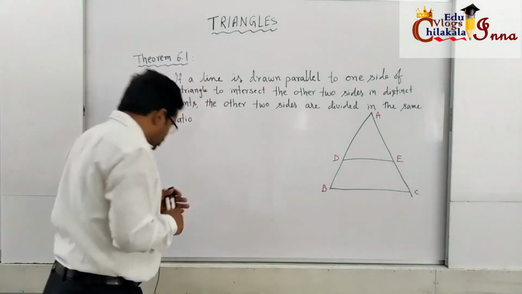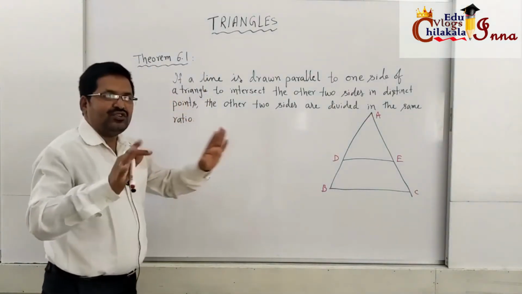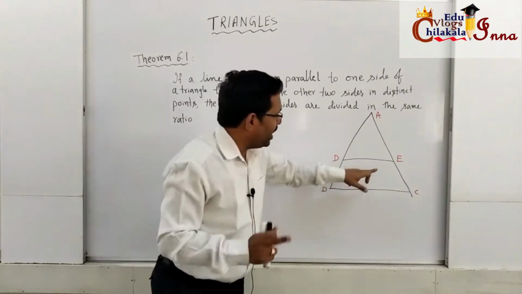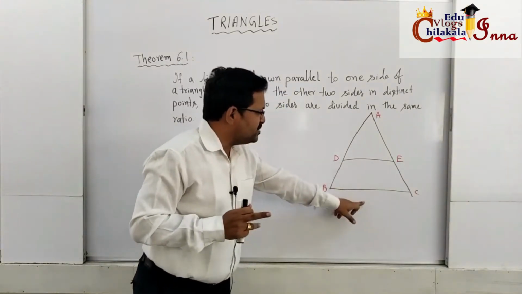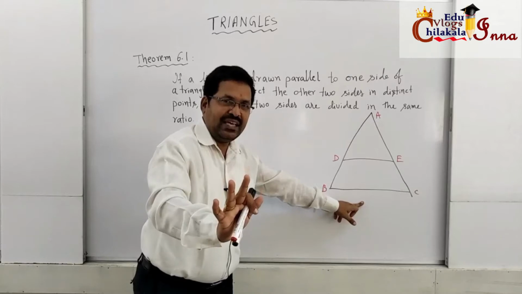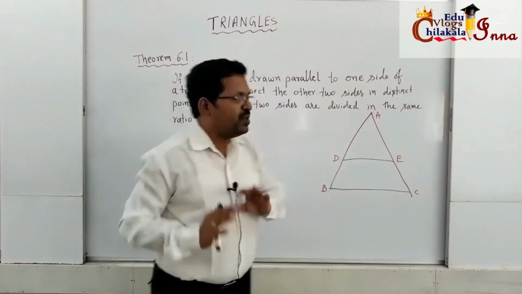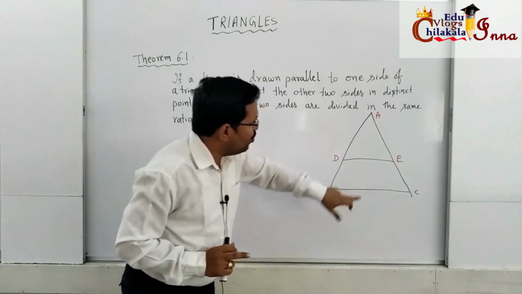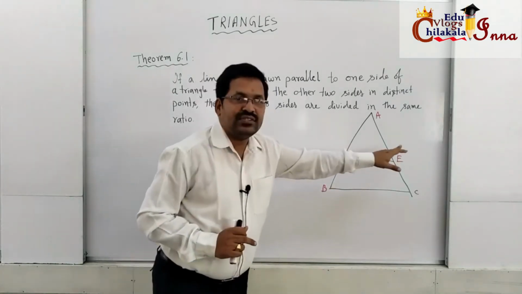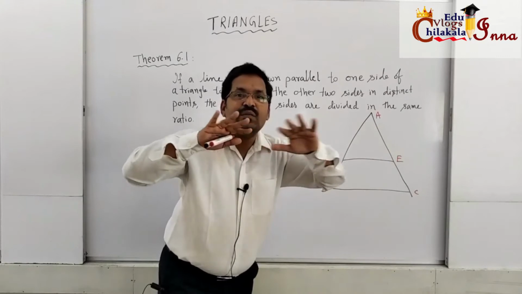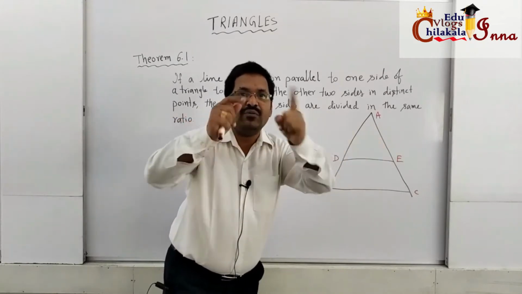So to prove BPT, what is given to us? There is a triangle and there is a line DE that is parallel to BC. That is given to us. Then what is to be proved? This DE will cut the other two sides in an equal proportion. That we have to prove.